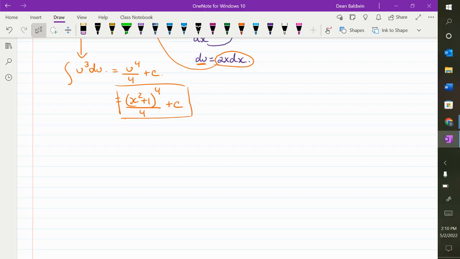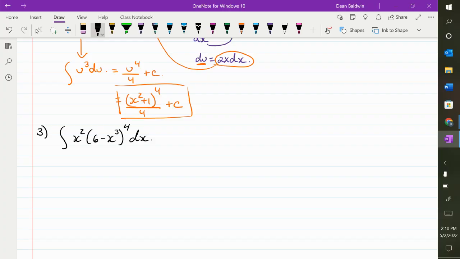So let's try another one. It's going to be a short video because I want you to practice these basic ones. Let's do x squared times (6 minus x to the power of 3) to the, we'll say 4th, doesn't really matter, and variable of integration dx. Okay.